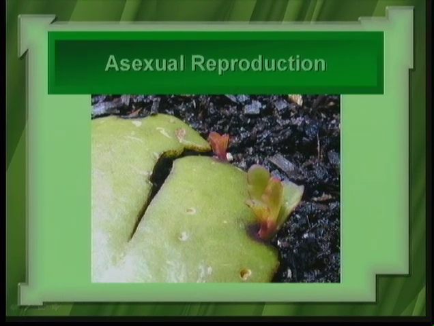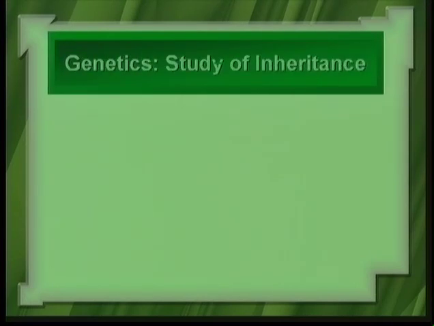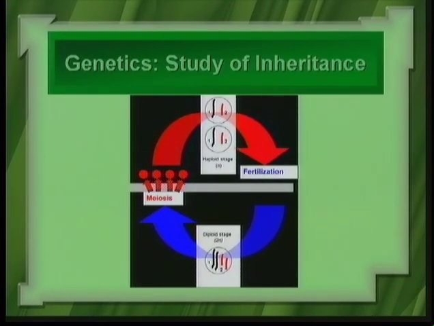You remember that asexual reproduction happens when you have offspring plants growing from either the root or the stem or the leaf. And so these little baby plants here will be genetically identical to their parent plant. They'll have the same genes, the same genetic makeup. Now, of course, the topic we're going to study today has to do with genetics. And what is genetics? It is the study of inheritance.